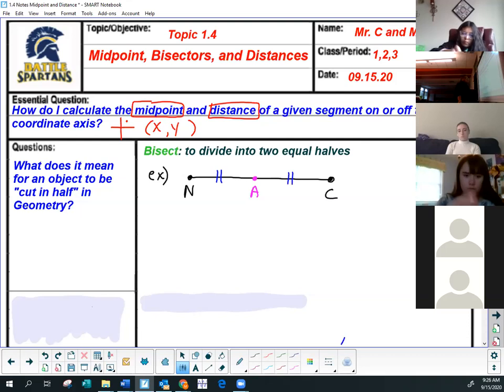I sure could. And so remember, it doesn't matter how many tick marks we have, it just has to be a matching set. And so this is our baseline, right? So how can you tell you cut something in half in geometry? Well, it could be given.